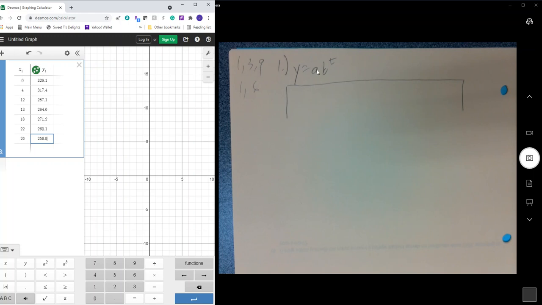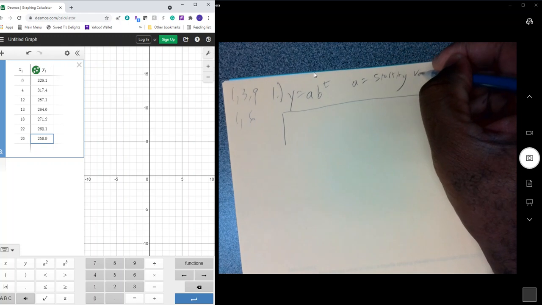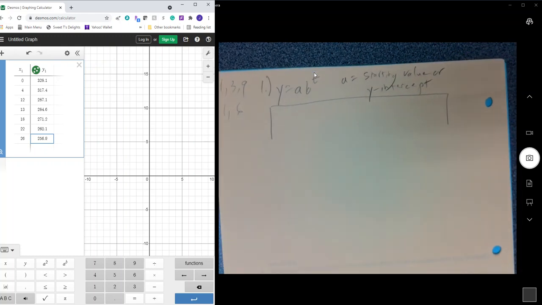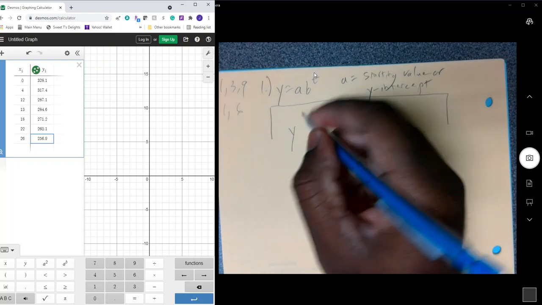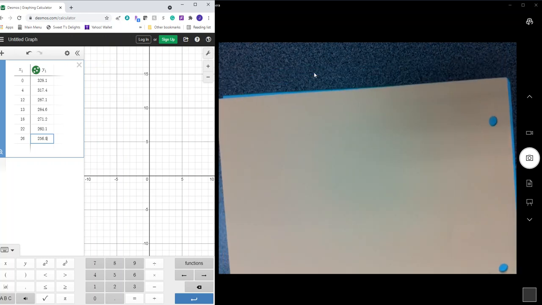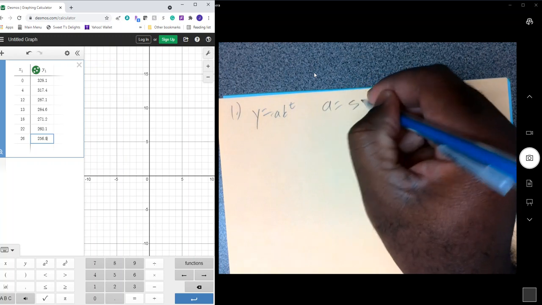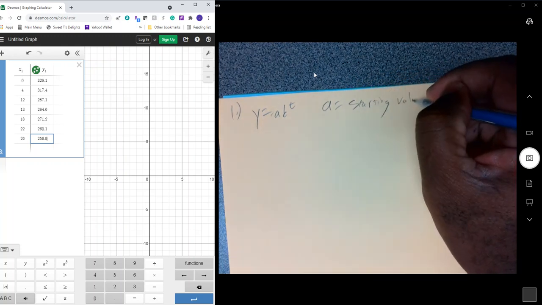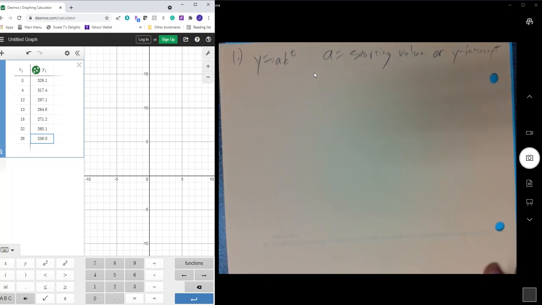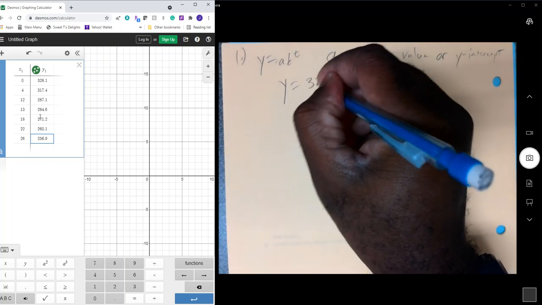So what we have to do here, the A value, A is equal to your starting value or y intercept. That is a quick way for us to determine what A is. So again, we have problem number 1, y equals a b to the t, and then a is the starting value or y intercept, depending on how the language is. So if we look here, our y intercept here is 328.1. So now we know that a is 328.1.